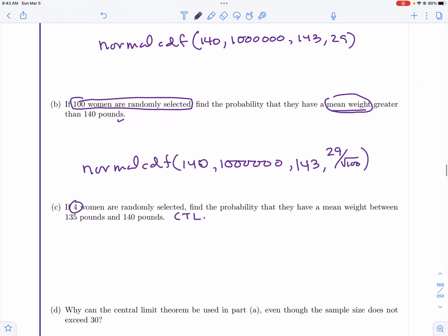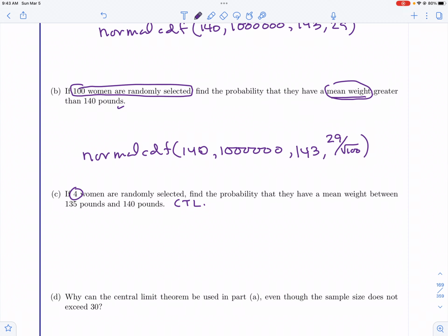So again, let's go ahead and set this up. Since we're doing between 135 and 140, that's going to be our lower and upper bound. So 135 for the lower, 140 for the upper. Still our same mean, but now we're going to modify our standard deviation based on the number of people that we're surveying. And so again, go ahead and type that in the calculator. Make sure you get that down.